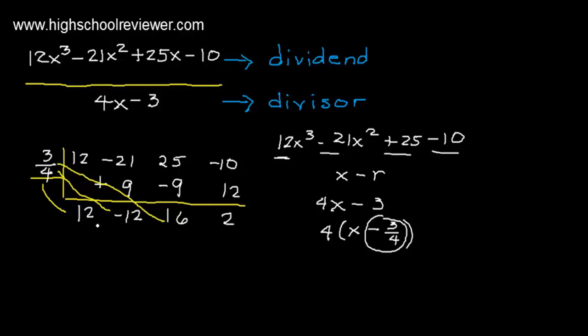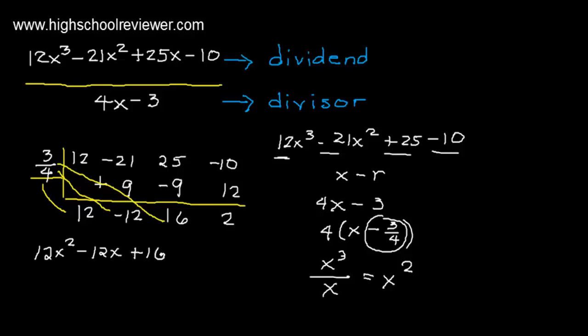And to find the variable of 12, we are going to divide the highest exponent, which is x cubed, by the exponent of our divisor, which is x. So x cubed divided by x will be equal to x squared. This will be our variable for the first term. We will have here 12x squared minus 12x. And since this is already x, positive 16 will be our constant.